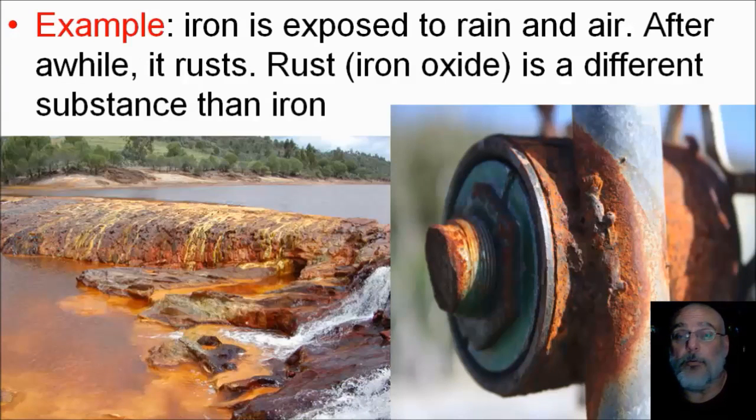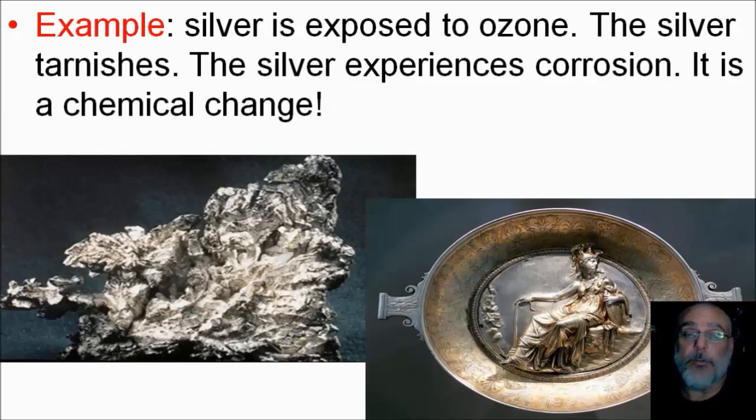Here's the example we talked about before, iron. It's exposed to rain or air. After a while it rusts. And rust, iron oxide, is a different substance than iron. That's a chemical change. Another example of a chemical change could be silver. If it's exposed to ozone, the silver tarnishes, the silver experiences corrosion. It is a chemical change.